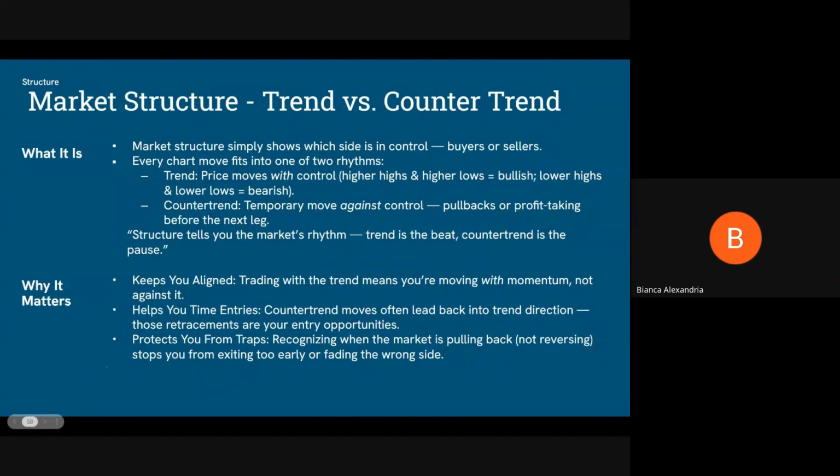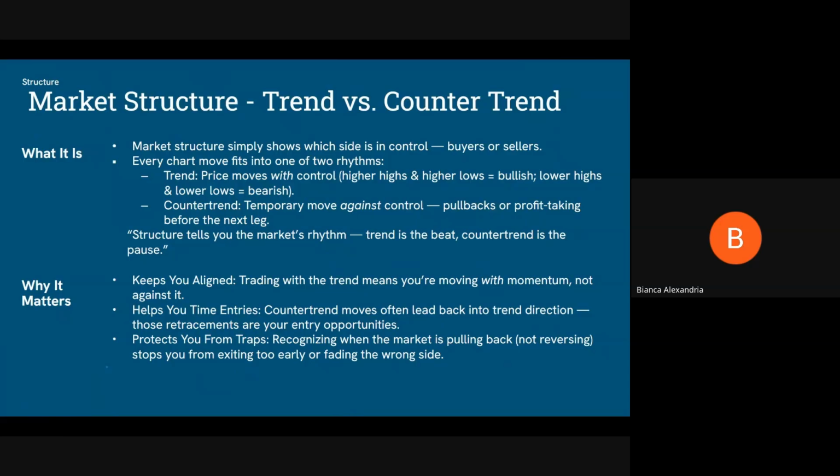Alrighty, market structure. As I stated in my introduction, every market is going to move in either one or two directions. It's either going to go up or it's going to go down. I guess I could say a third one, which is ranging, where it just goes back and forth in a consolidation motion. We're going to identify one of the two main rhythms.